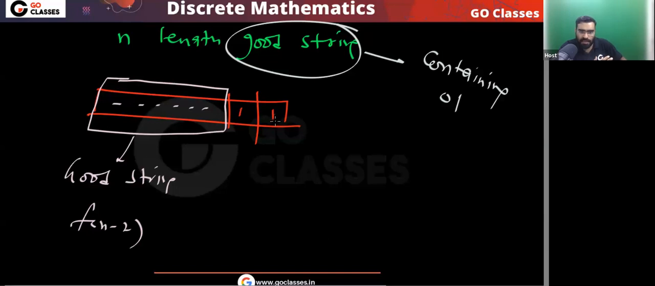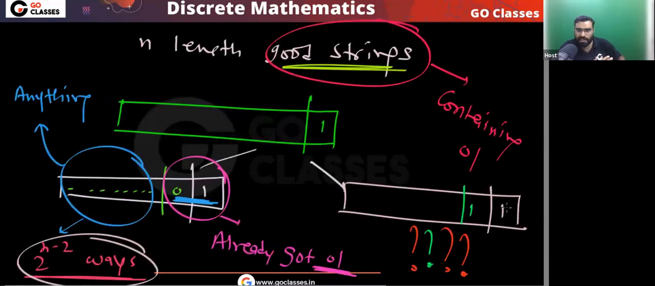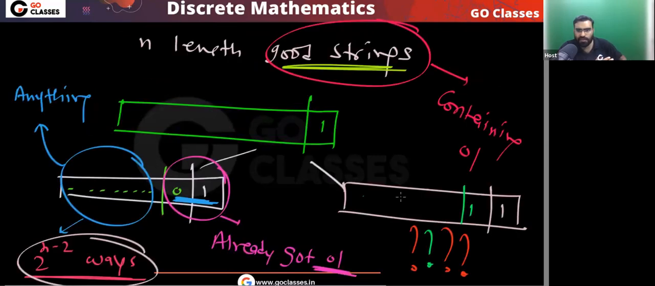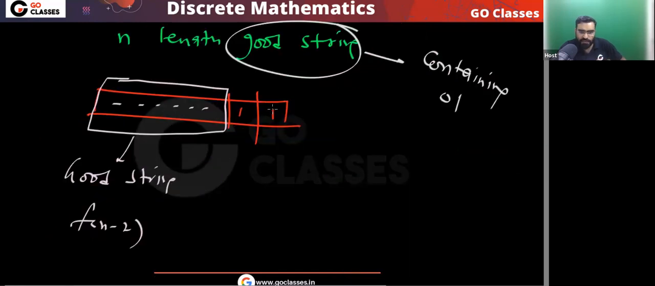I am saying that if this is 1, this is also 1. This case is pending when you are ending with 1, 1. Okay, now if you are ending with 1, 1, can I simply say that here you must have a good string? The answer is no.